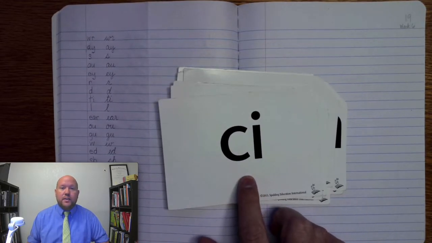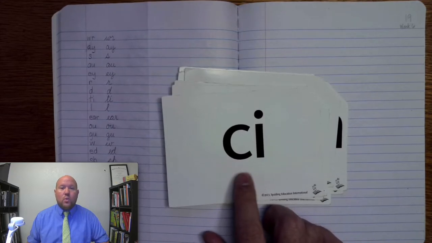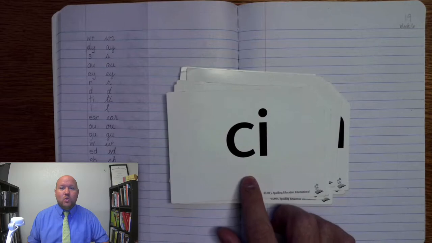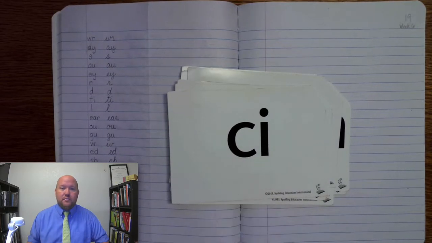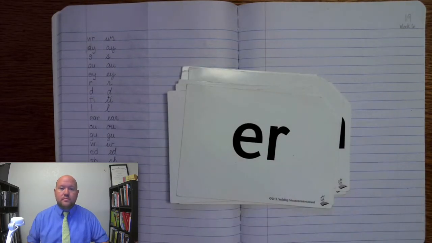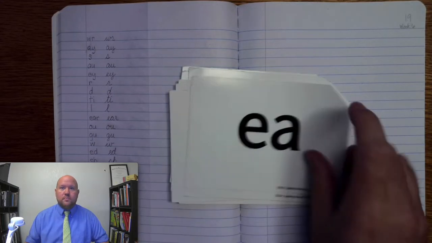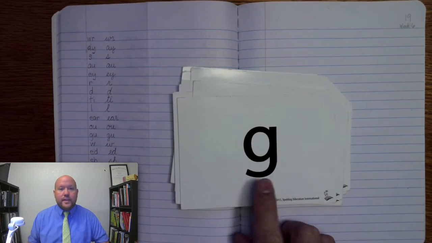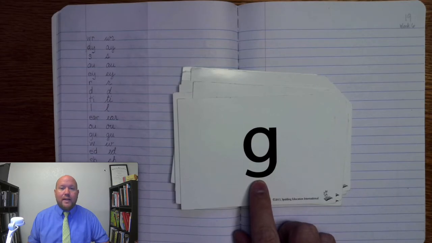I can use it to make the sh sound when I replace a C in the base word, or it's its own syllable saying sh. Her. E, eh, a. G, j. When can it say j? When followed by an E, I, or Y.